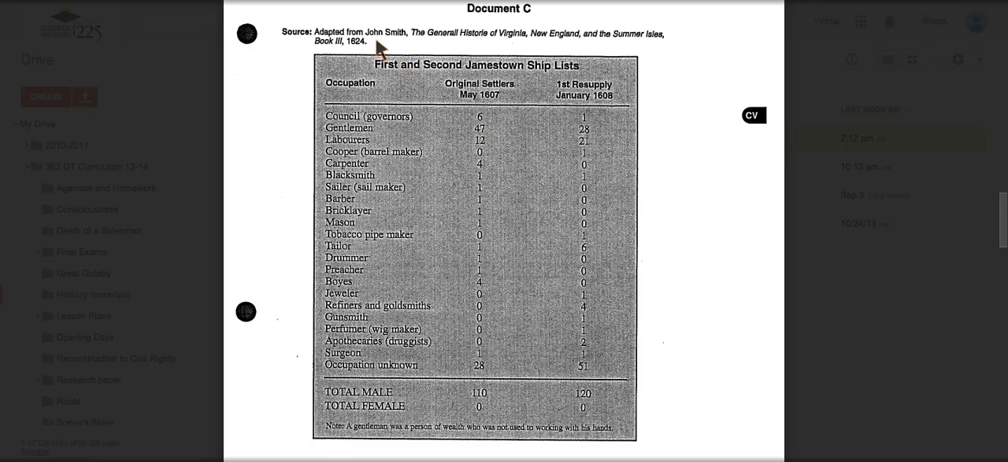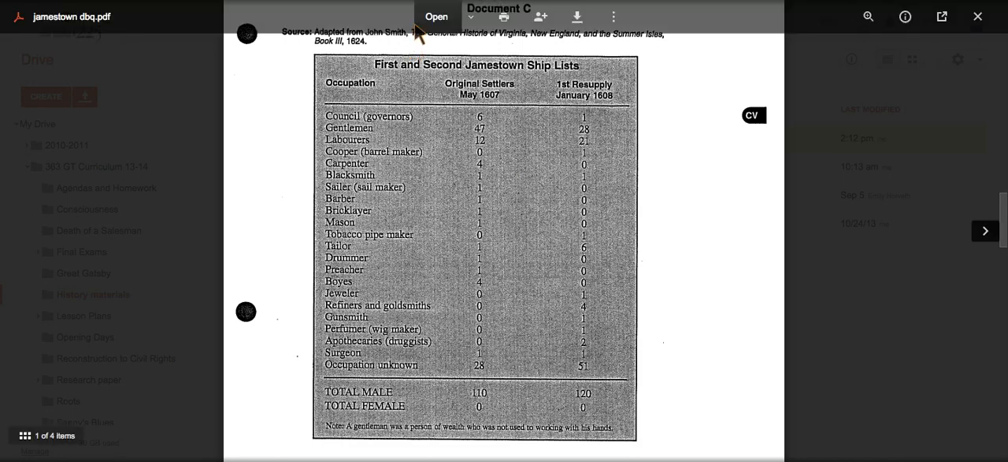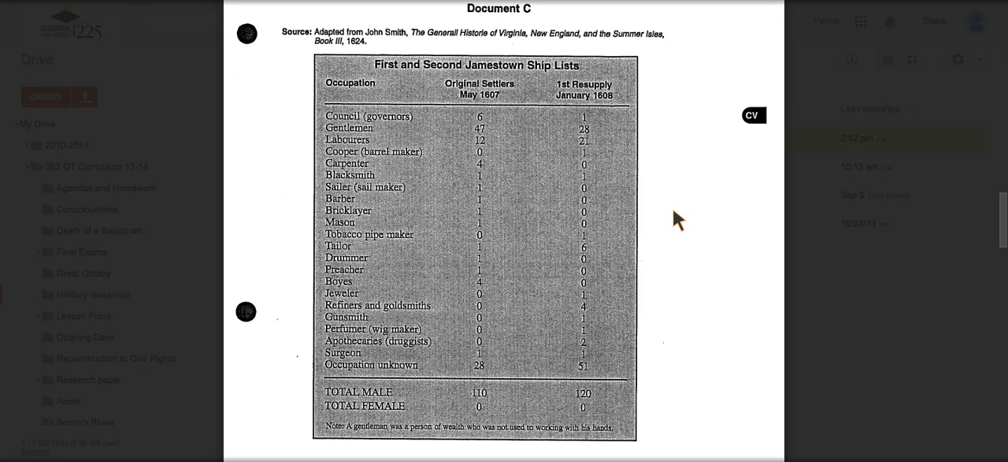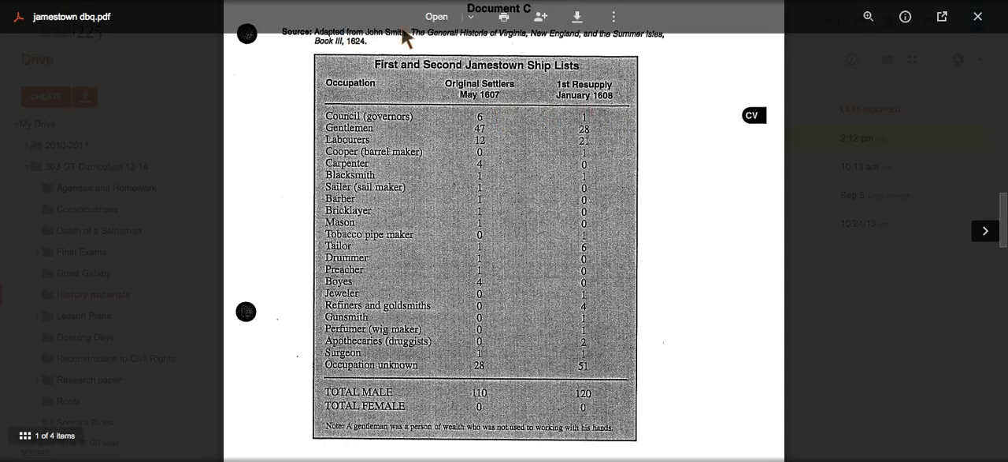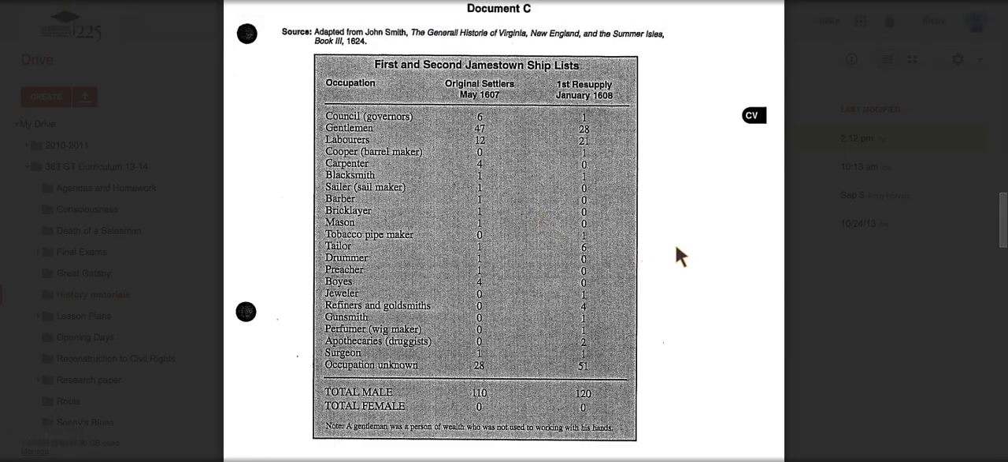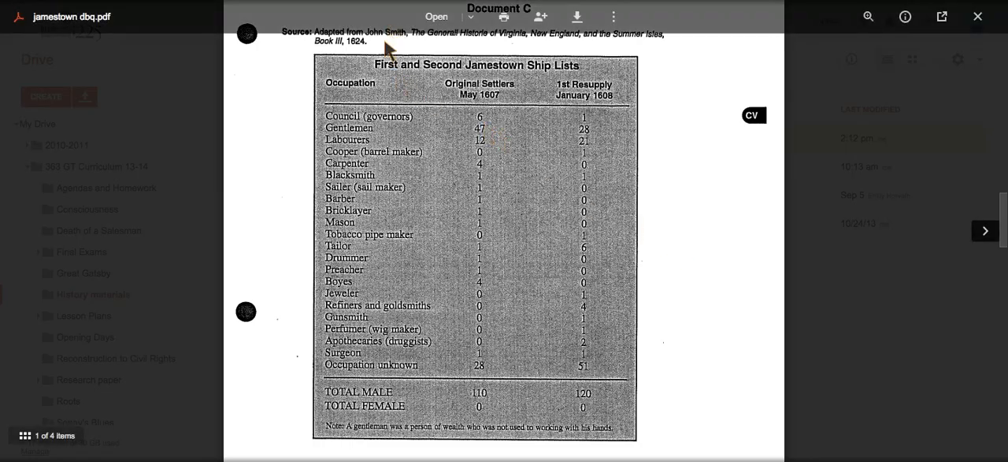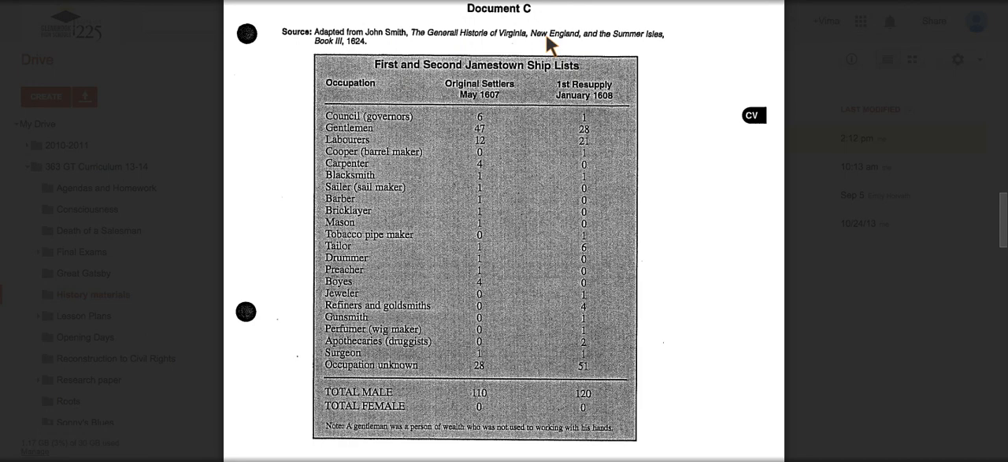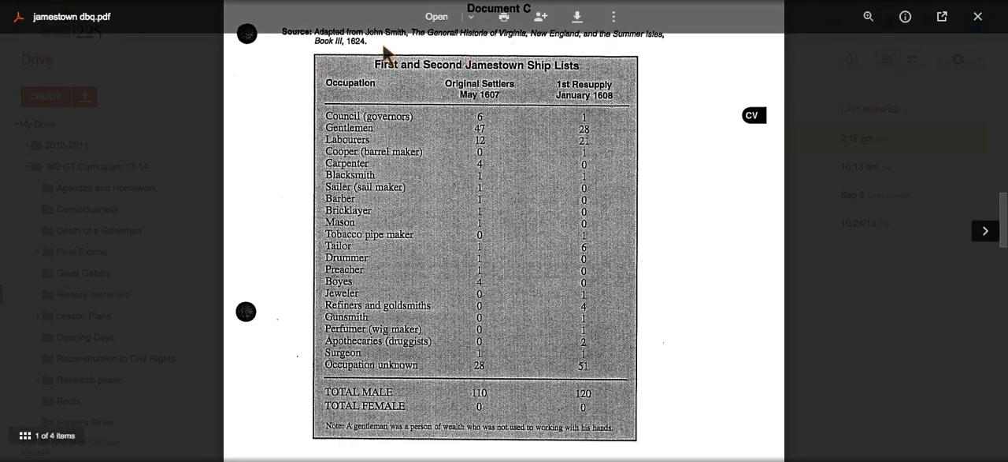Not to mention the fact that I know John Smith is one of the men who saved Jamestown after doing my background study of the Jamestown colony. So this is an actual ship list from a man at Jamestown that he adapted and printed in 1624. But it is a primary source because if you look, the ship list records 1607 and 1608. And we know that John Smith is one of the original founders and one of the saviors of the Jamestown colony. So we can say to ourselves, this document is a ship list, a primary source written by John Smith and adapted in a later history of Virginia, New England, and the Summer Isles that he printed in 1624.